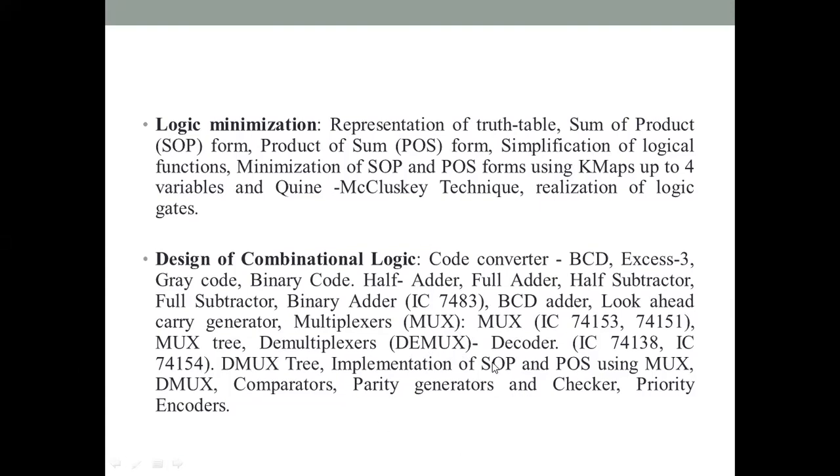In that we are having the decoder. Two types of decoders are included, the IC 74138 and IC 74154. These are the 2 important parts in the decoder. Then we are having the demux tree. In the demux tree we have the implementations of SOP and POS using the multiplexer and demultiplexer. Comparator, priority generator, checker and priority encoder are there. So this is about our chapter 1.